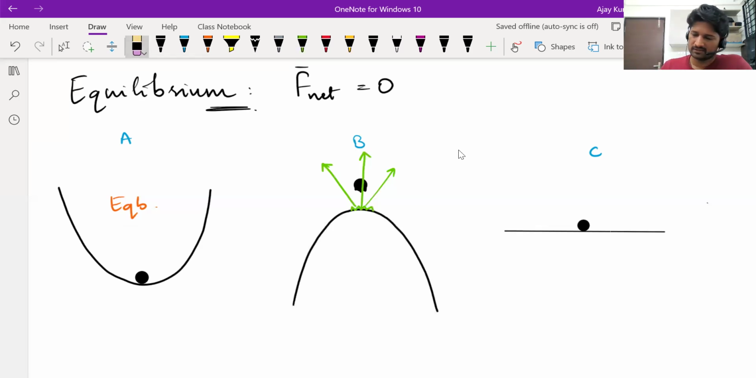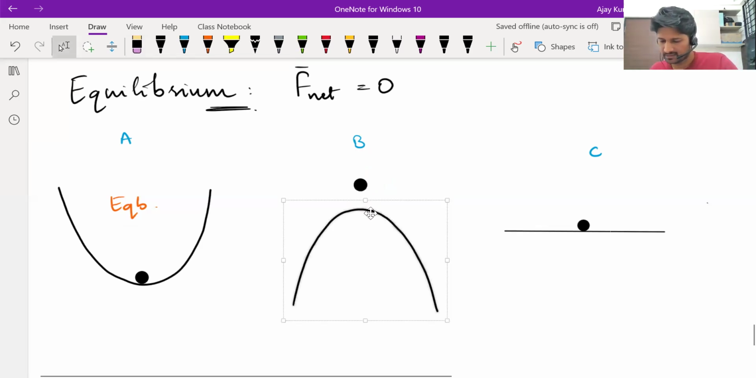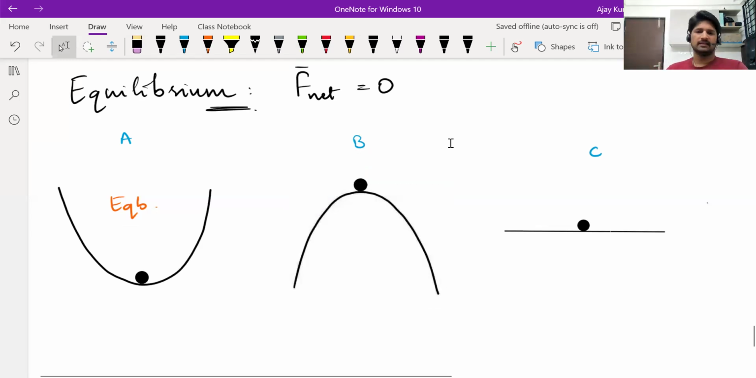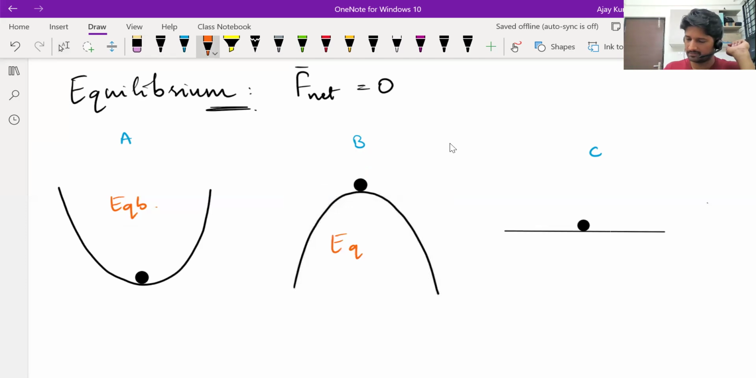So in an ideal case, it will stay there itself. Ideal case means perfectly shaped surfaces. It stays at the topmost point when you leave it there. So second case, is it a case of equilibrium or not? It's at rest, it continues to be at rest, therefore it is equilibrium. Net force is zero, weight and normal force are balanced.